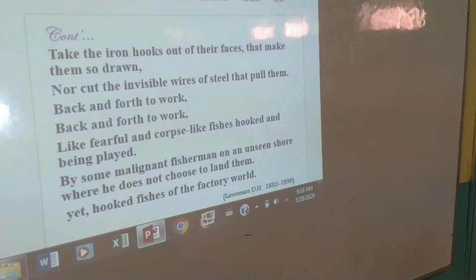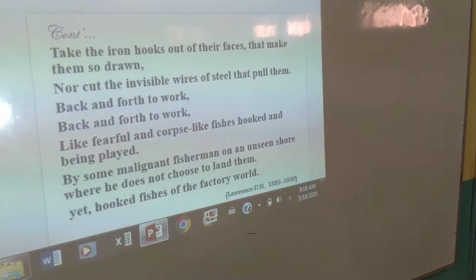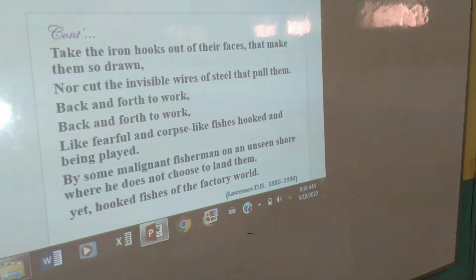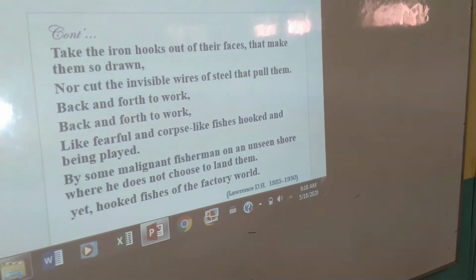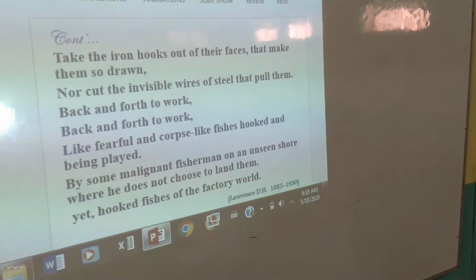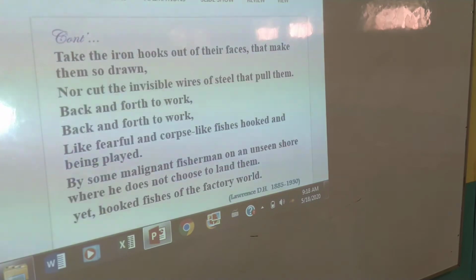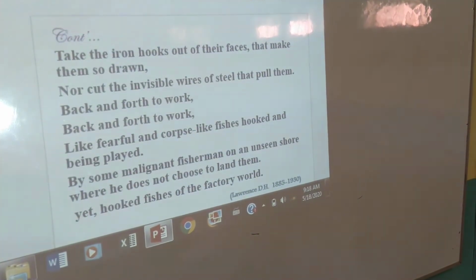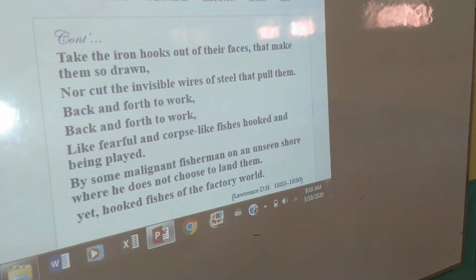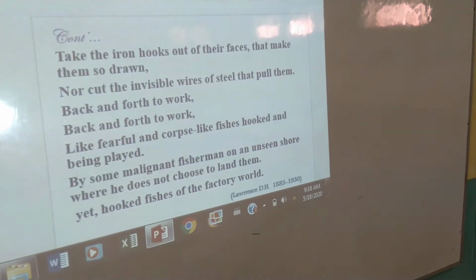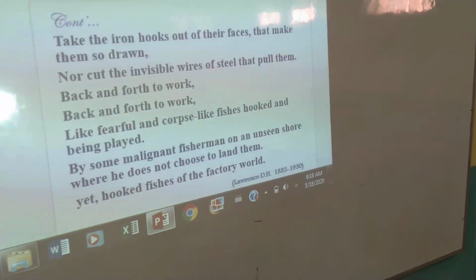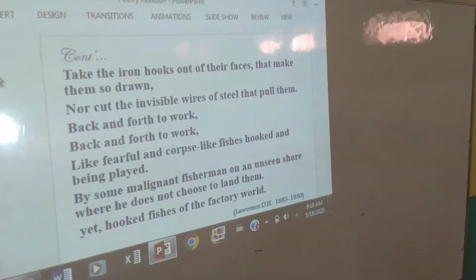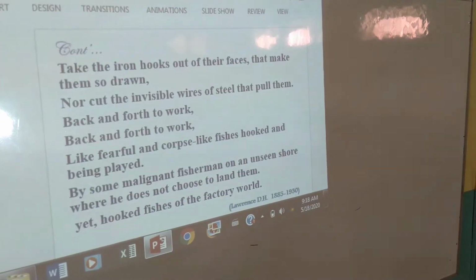When I see the iron hooked into their faces, their poor, their fearful faces, I scream in my soul, for I know I cannot take the iron hooks out of their faces that make them so drawn, nor cut the invisible wires of steel that pull them back and forth to work, back and forth to work, like a fearful corpse, like fishes hooked and being played by some malignant fisherman on an unseen shore where he does not choose to land them, yet hooked fishes of the factory world.